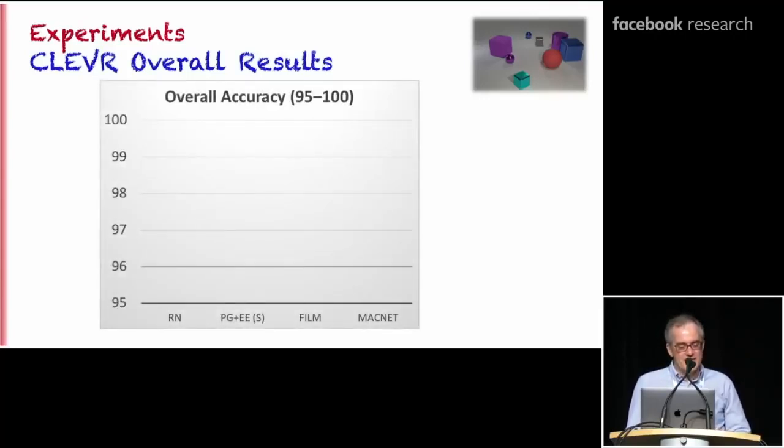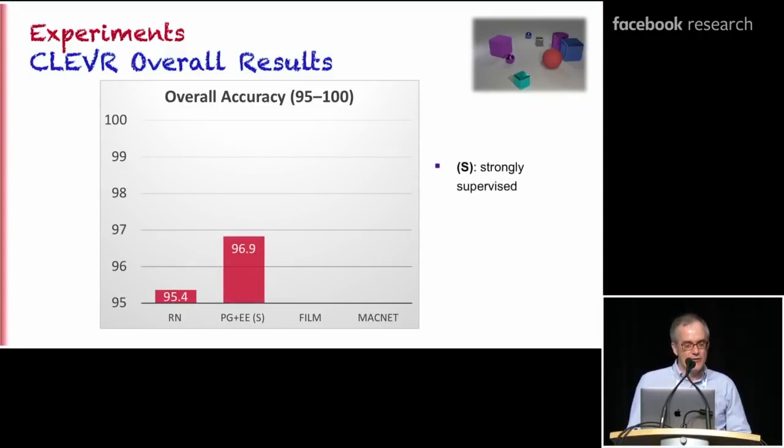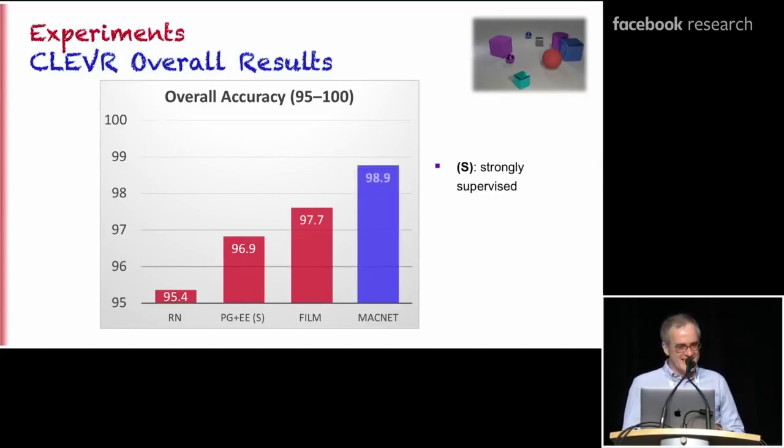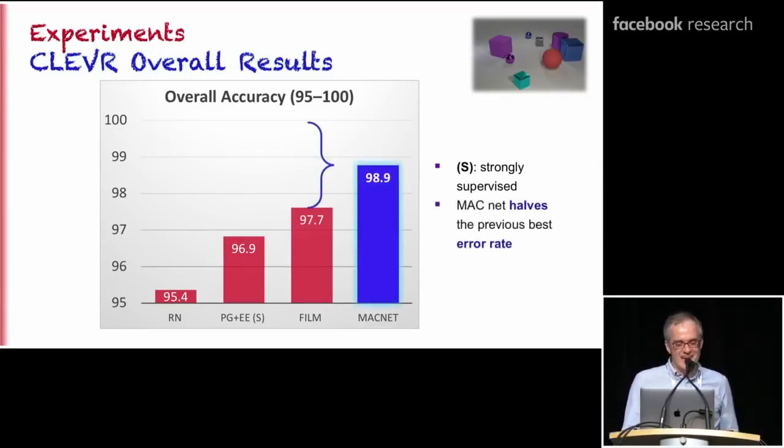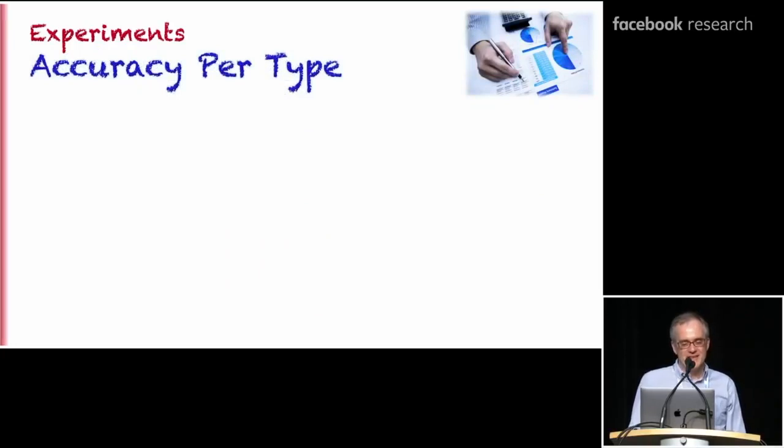And so that started with DeepMind's relation networks, which got just over 95%. Justin Johnson's second generation neural module networks get 96.9%. Film got 97.7%. And you're probably expecting that it turns out the MACnet does better again, getting 98.9%, more than halving the previous error rate. But nevertheless, these numbers are getting so high, you might be suspicious as to how much signal there is there. I think there is signal, but maybe it's more interesting to look at some of the details.